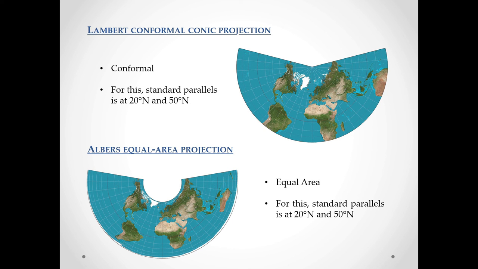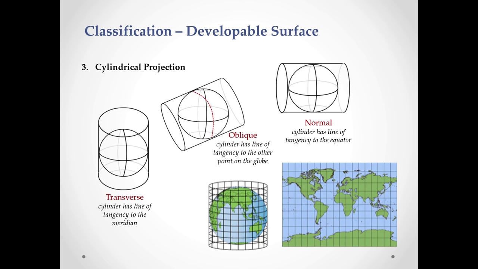Lambert conformal conic projection. Here the standard parallels are at 20° north and 50° north. Albers equal area projection, the standard parallels are also at 20° north and 50° north. Classification as per developable surface: cylindrical projection. Transverse: the cylinder has a line of tangency along a meridian. Oblique: the cylinder has a line of tangency to other points on the globe. Normal: the cylinder has a line of tangency at the equator.